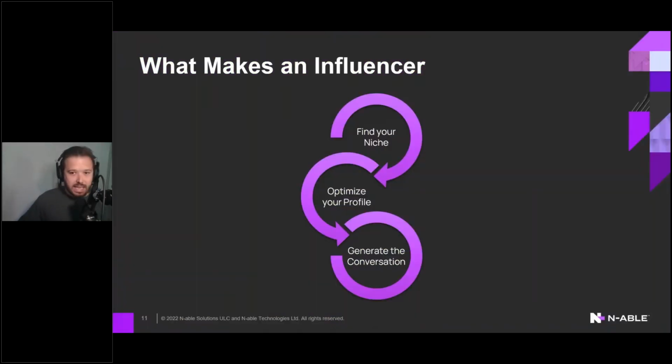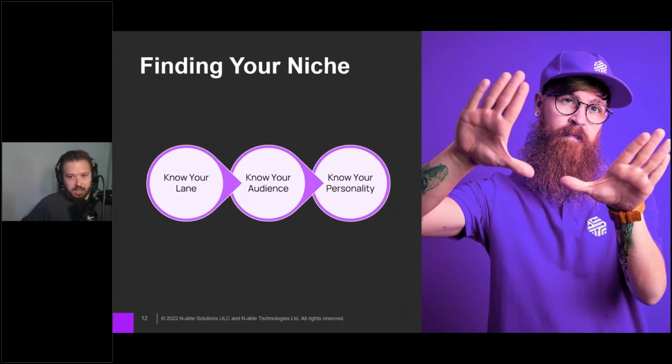So what makes an influencer? What does it take to be an influencer? Step one is identify that niche. Step two is make sure that your profile is optimized with that niche in mind. Then you generate a conversation around that niche, okay? So how do you find that niche? You need to know your lane, know your audience, and know your personality. So let's step through each of those.